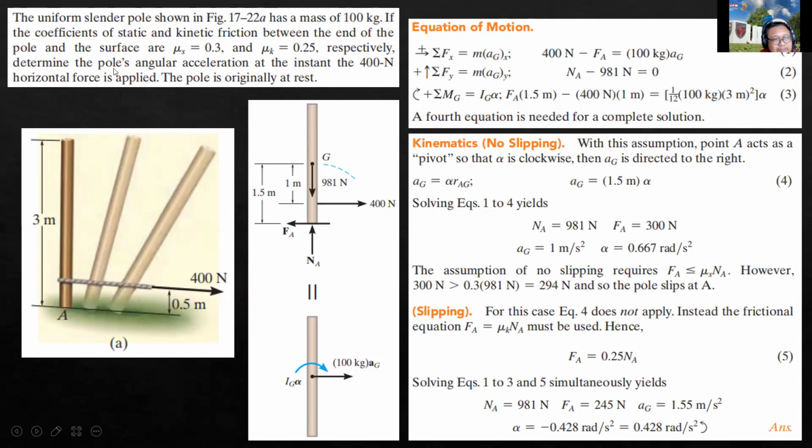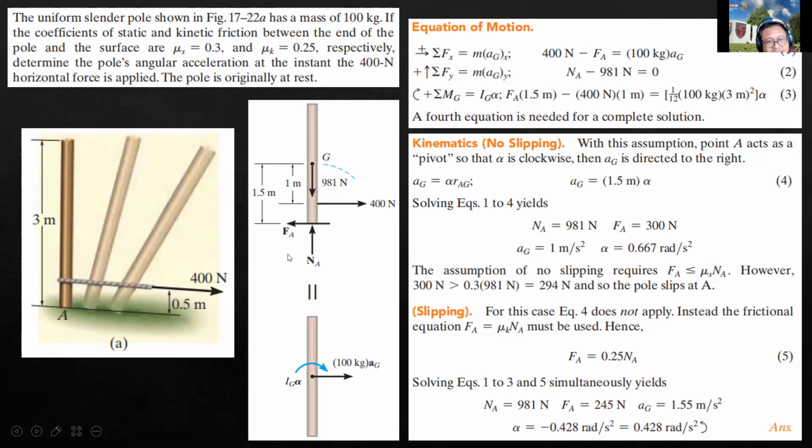We need to determine the pole's angular acceleration at the instant when this 400 Newton horizontal force is applied. Okay, so we need to determine the angular acceleration. And we know that this particular pole is originally at rest. It is not moving.